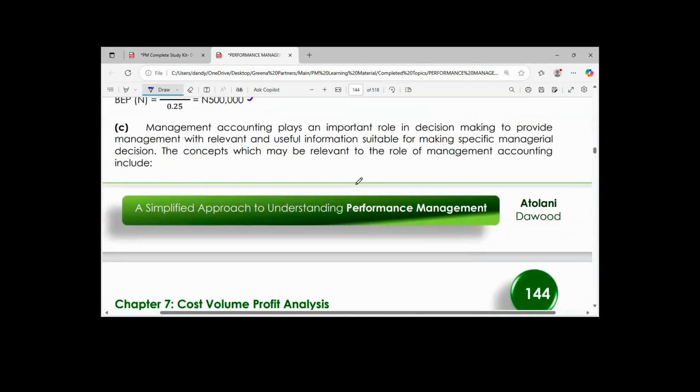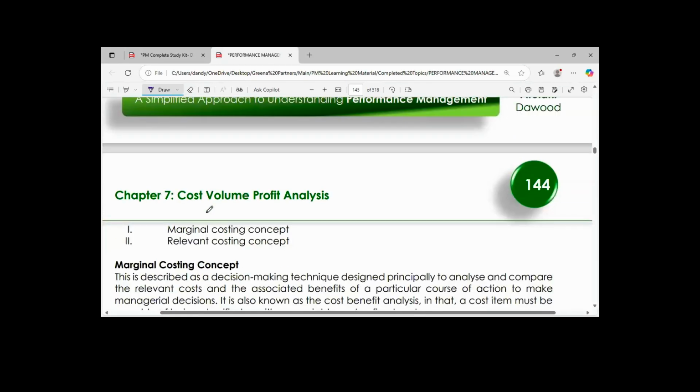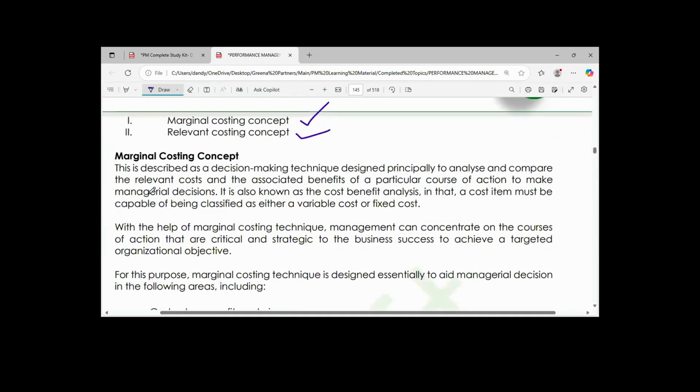All right. Management accounting plays an important role in decision-making to provide management with relevant and useful information suitable for making specific managerial decisions. The concepts which may be relevant to the role of management accounting include 1. Marginal costing concepts, 2. Relevant costing concepts. You now explain each of them. Marginal costing concept is described as a decision-making technique designed principally to analyze and compare the relevant costs and the associated benefit of a particular course of action to make managerial decisions.